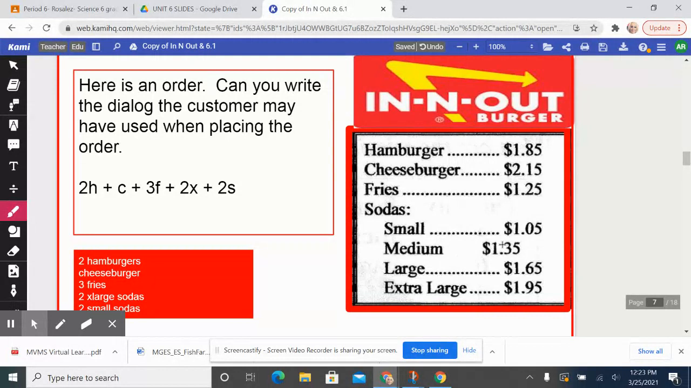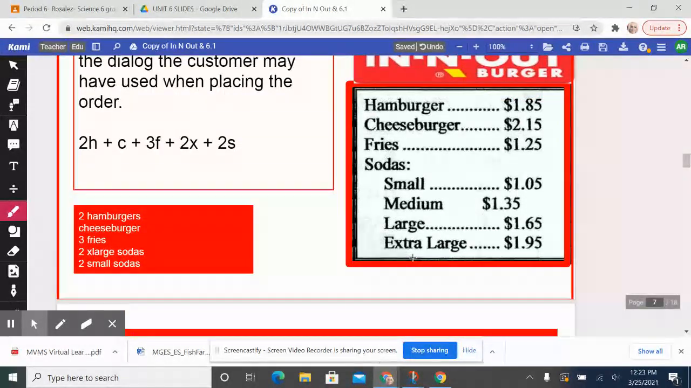All right, so now we have a different way. Here's an order. Can you write the dialogue the customer may have used when placing its order? All right, so 2H means 2 hamburgers. C means a cheeseburger. 3F means 3 fries. 2X means 2 extra large sodas. And 2S means 2 small sodas. So just different ways to represent what a variable is.